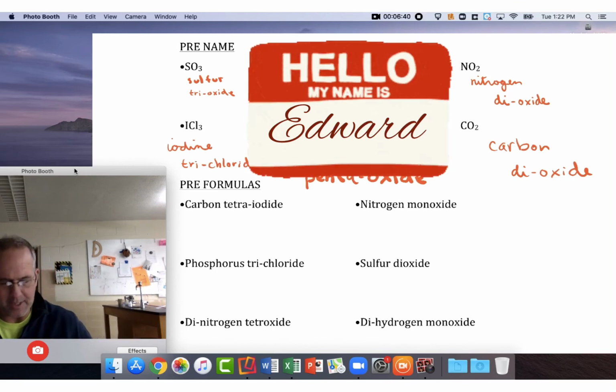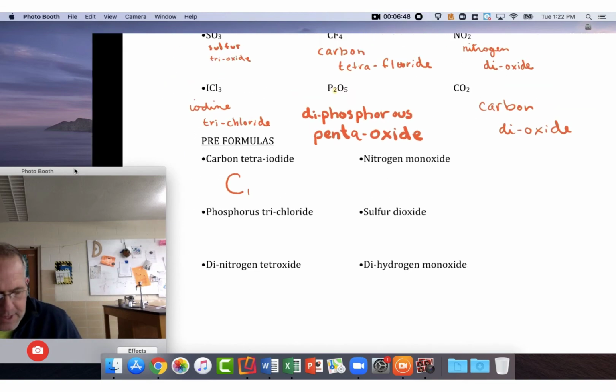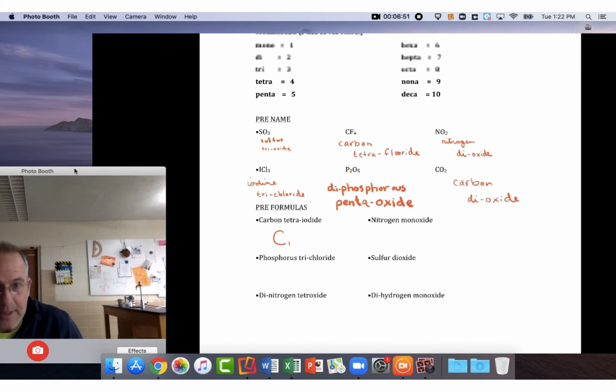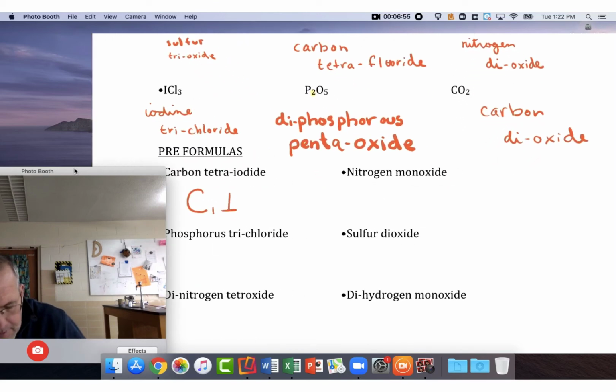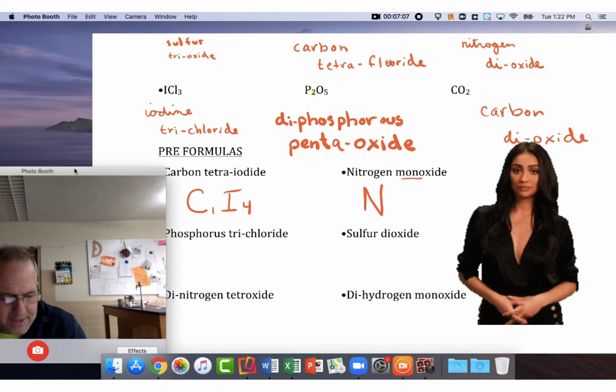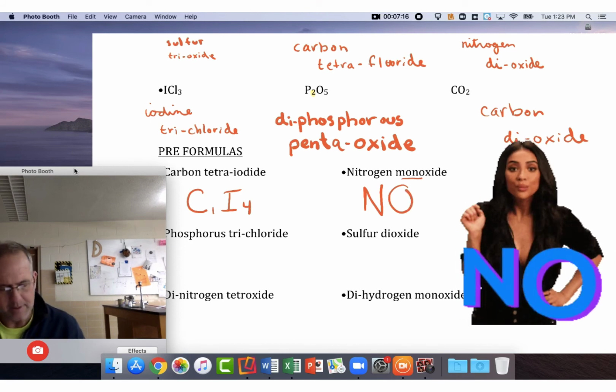So let's try here. Carbon tetraiodide, so carbon is C, and there's nothing listed there, so there's one of those. And then tetra means 4, right? So tetraiodide, so that means we have I4. Nitrogen is N, and again, I'm just giving these off the table, I know them. And then monoxide, so we put an O here. Right?